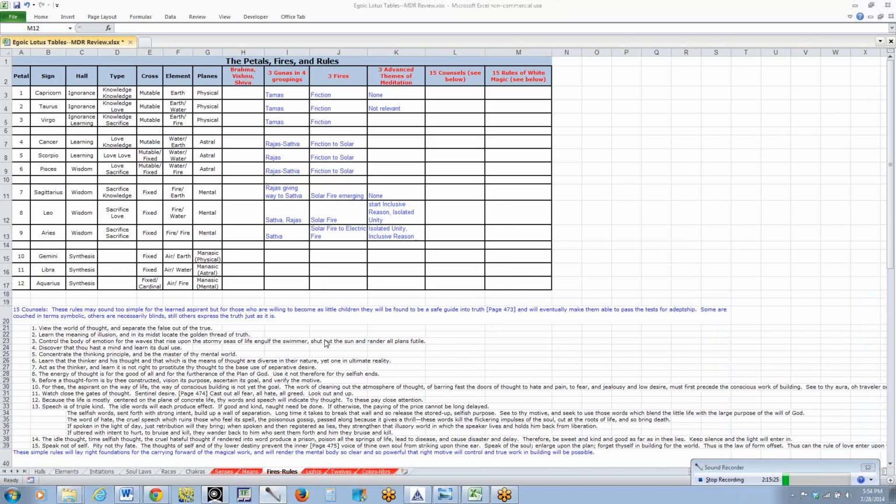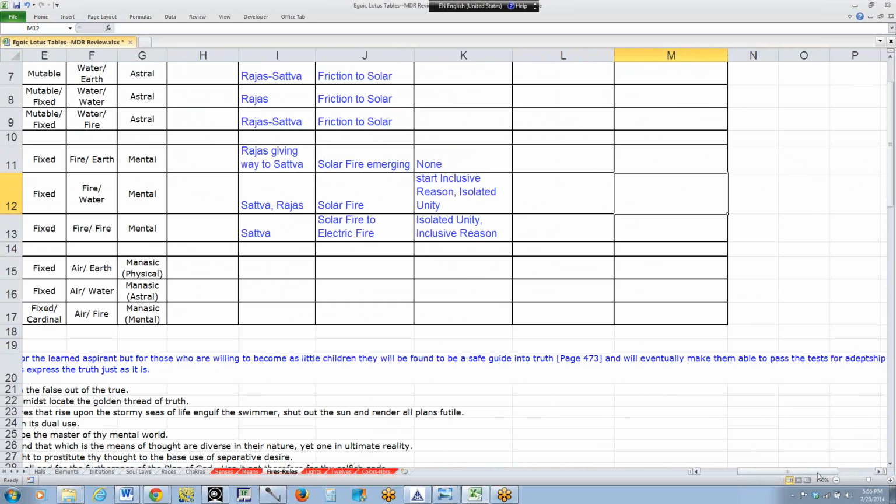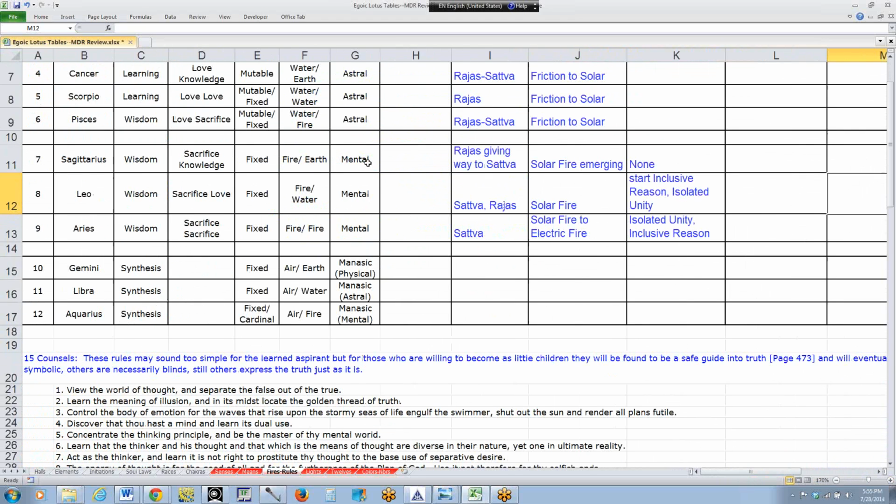So the next one we have here is this chart called the petals, the fires, and the rules. Some of this, of course, will be repetition. I almost welcome the repetition at this point because I'm eager to get into the practical side of this, you know, how we can apply what we have learned. And, of course, it will take diligence on the part of everyone, finding their own way.